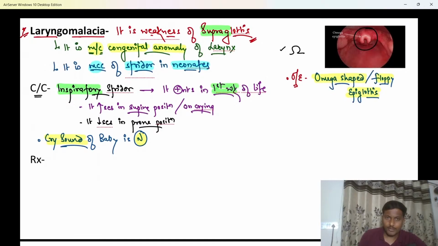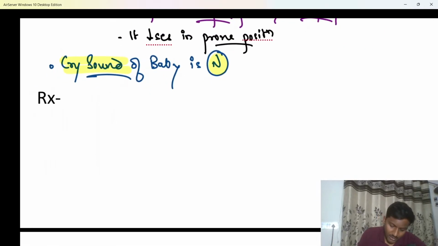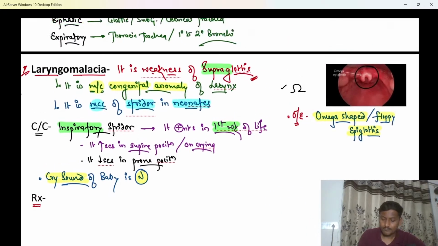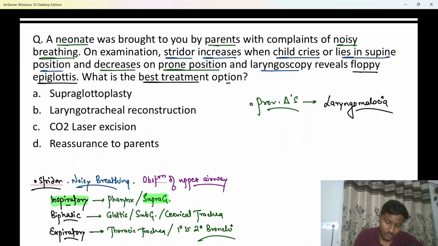So that is important. Now what should be the treatment in the child? This is the same answer for your question also beta. Question में भी यही पूछा था ना. Neonate brought to you by parents with complaints of noisy breathing. Stridor increases when child cries or in supine position, decreases on prone position. Laryngoscopy showing floppy epiglottis, that is omega shape. Best treatment option? Diagnosis हमारा पता है, laryngomalacia है. What is the treatment option?